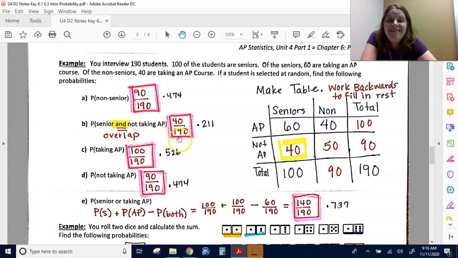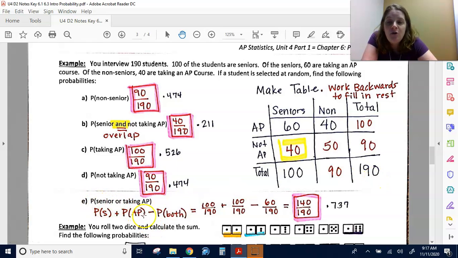A senior and not taking the AP exam, I'm looking for the overlap. Who is in both of those groups? Somebody who's a senior and not taking, that's 40 out of 190. Taking the AP, that is going to be 100 out of 190. Not taking would be the 90 out of 190.